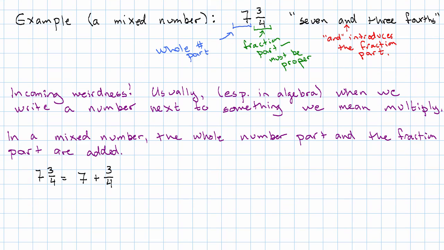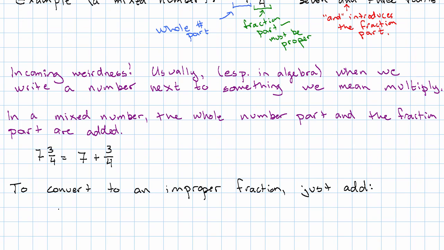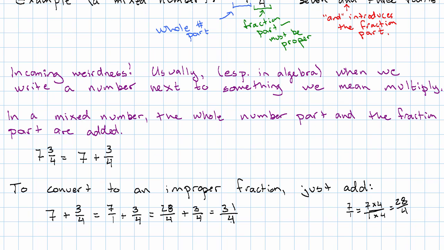This suggests an obvious way to, given a mixed number, rewrite it as an improper fraction. So we would take 7 plus 3/4, make the 7 look like a fraction, write them with a common denominator. It's easy to see that my common denominator is going to be 4. So we get 31/4.